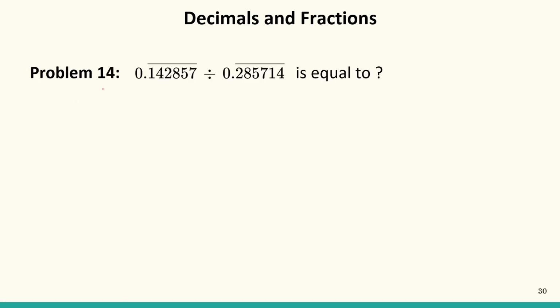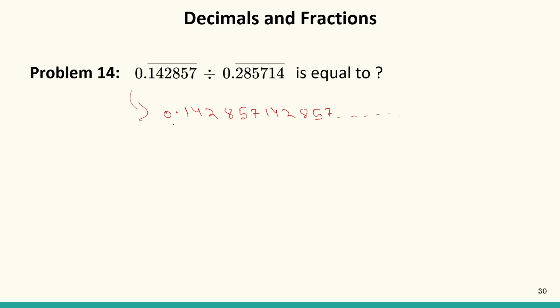So let's jump into problem number 14 here. Whenever you are given a number like this with a bar symbol, that is repeated digits after the decimal, what is it actually equal to? 0.142857, right? Then 142857, this thing is just repeated and repeated and so on.